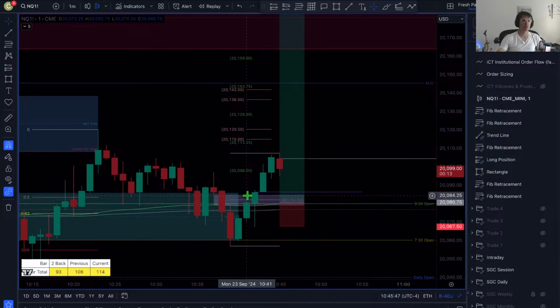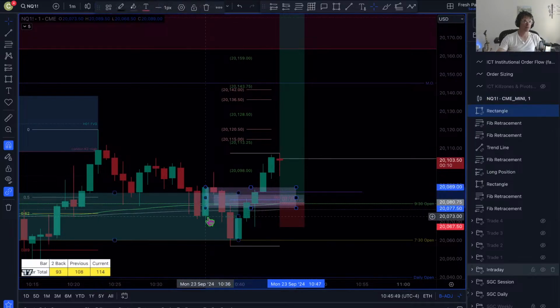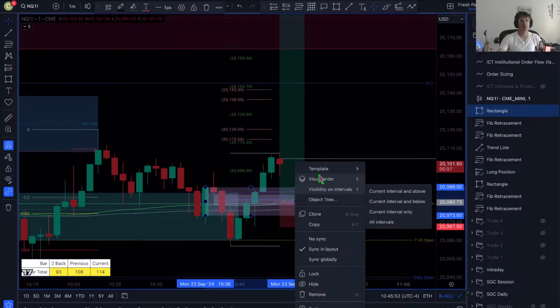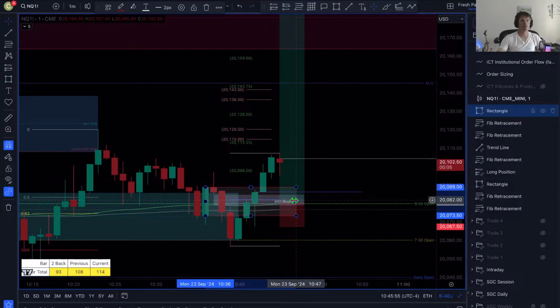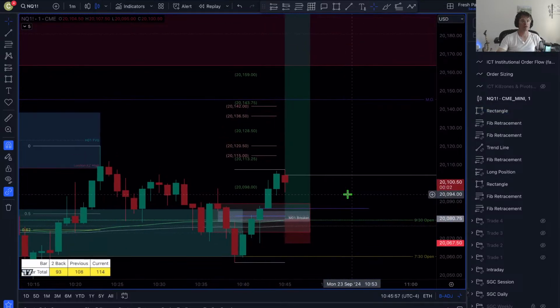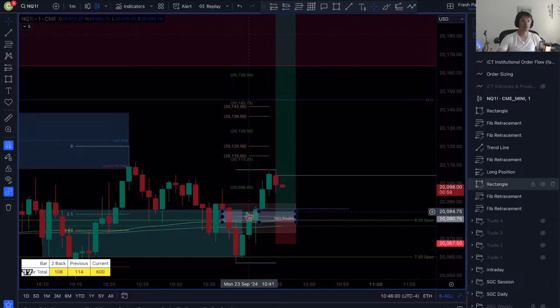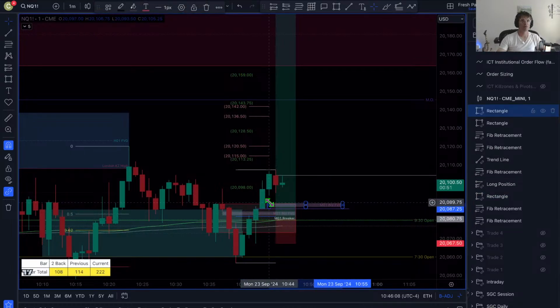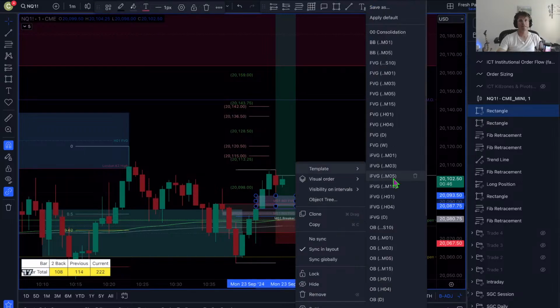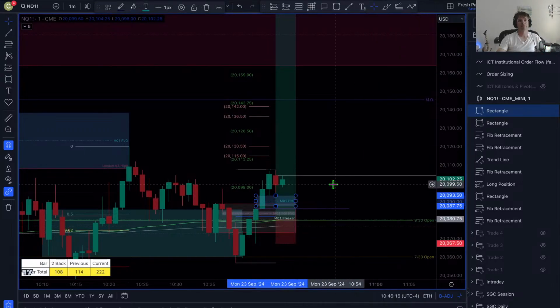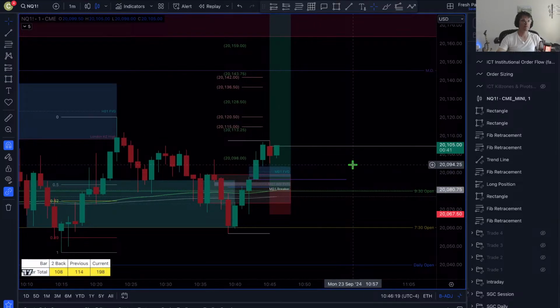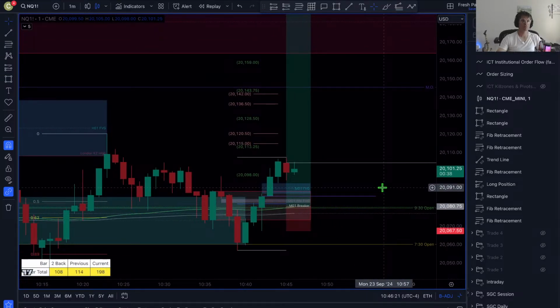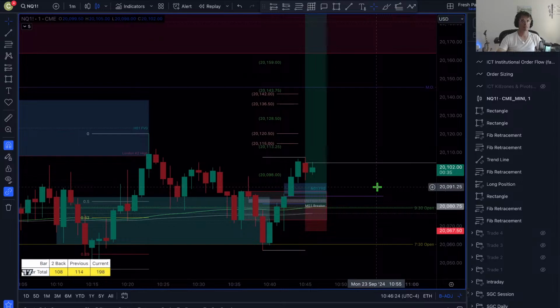Of course, we have this breaker block now in that one, don't we? So it could tap into that and go from there. Got this balanced price range here. I can't take that upper fair value gap. That's not my rules. Got your reversal PA. In other words, the PA to the upside.